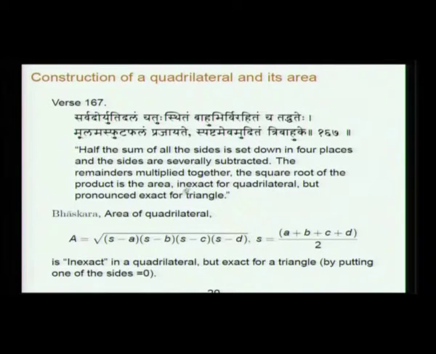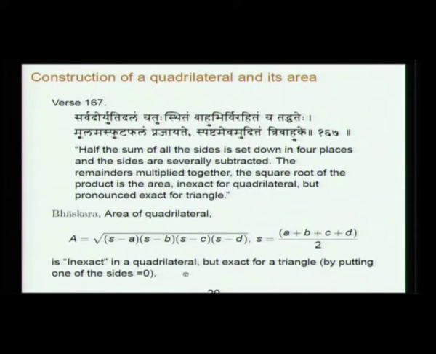He is very clearly saying it is inexact for a quadrilateral. Moolam is the root; asputa, sputa is clear or correct, as in the true longitude of a planet, sputa is true longitude, asputa is inaccurate. The area is inexact, and for a three-sided figure like a triangle, of course, that is exact. There you have to put one of the sides to be 0.